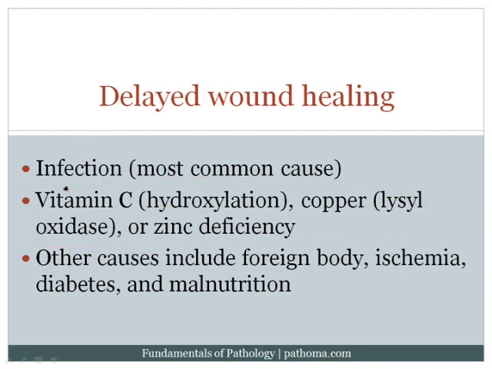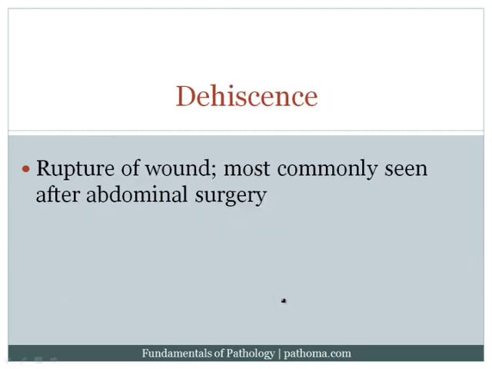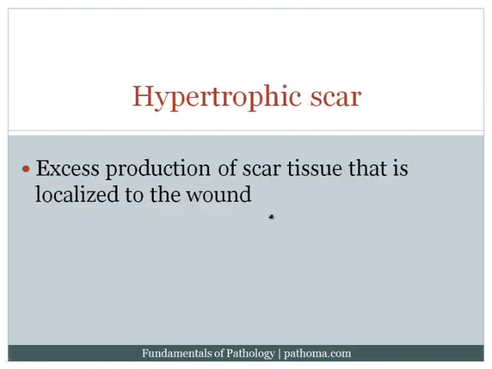Now, other causes of delayed wound healing include foreign body, because that would induce chronic inflammation. Ischemia, because you're not going to get good blood supply to the tissue, which decreases the ability to heal the tissue. Diabetes is associated with delayed wound healing. And malnutrition. Again, if there's not good nutrition, there won't be the necessary building blocks to allow wound healing to occur. Dehiscence is a complication of wound healing. Basically, it's when the wound opens, a rupture of a wound. It's most commonly seen after abdominal surgery where the actual wound can tear open. That's called dehiscence.